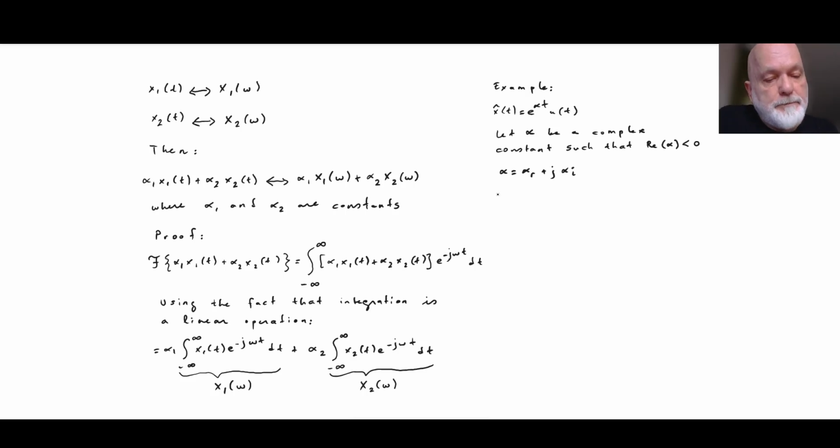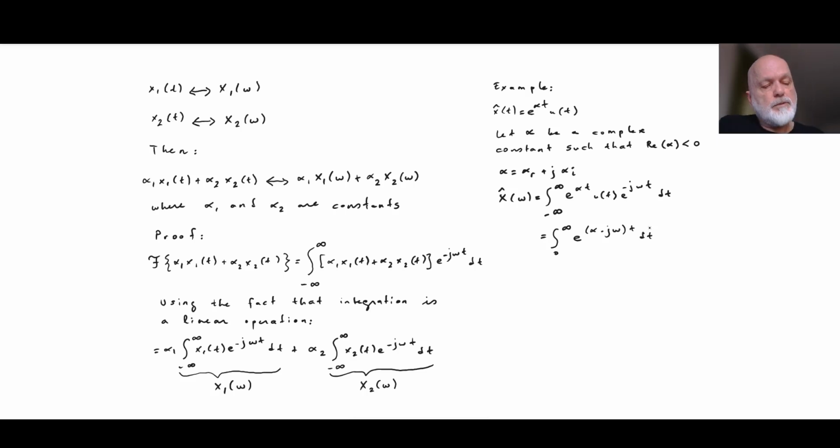So we have capital X cap of omega equal to the integral from minus infinity to plus infinity of e to alpha t u of t, e to minus j omega t, integrated with respect to t. So we have from 0 to infinity, because u of t is 0 for negative values of t. So from 0 to infinity we have e to alpha minus j omega t integrated with respect to t.